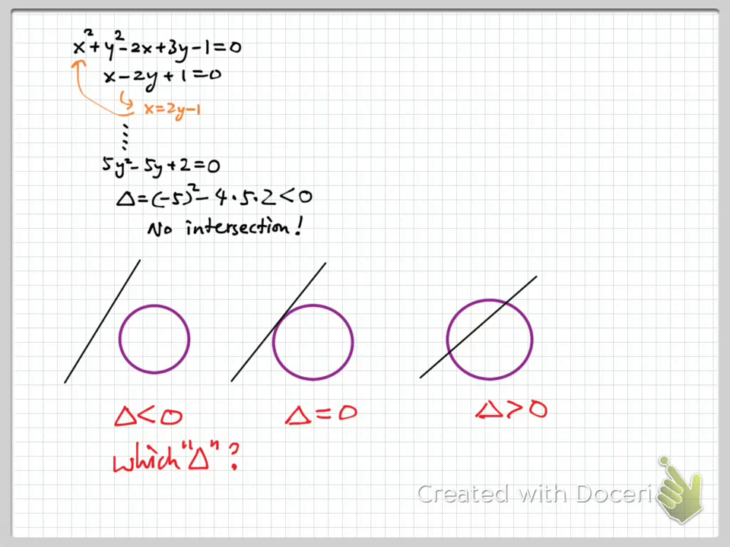It's not the delta from the original circle. It is the delta when you put both of them together. It's the delta for this one, the discriminant for this equation.